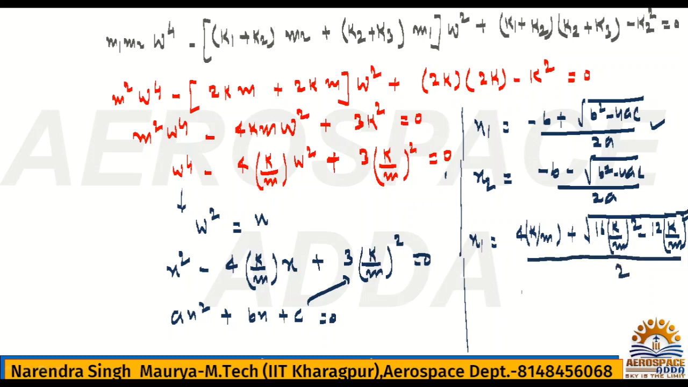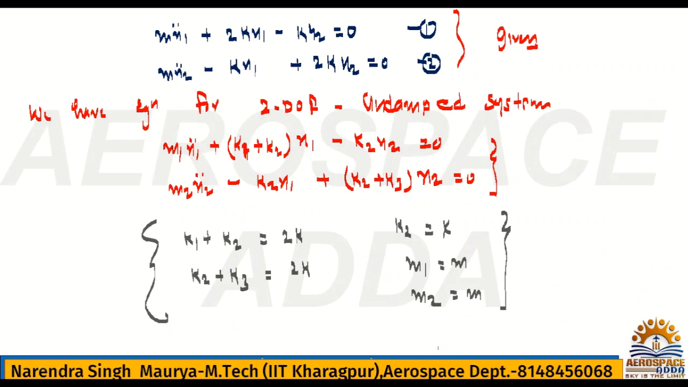What is a? A is 1. Now if you solve this, what you will get? X1, 4k by m, 16k by m minus 12k by m, it is again 4k by m, you take root, then it will be 2k by m. 2k by m plus 4k by m, it becomes 6k by m, divided by 2, it becomes 3k by m. What is the x? X is nothing but omega square.